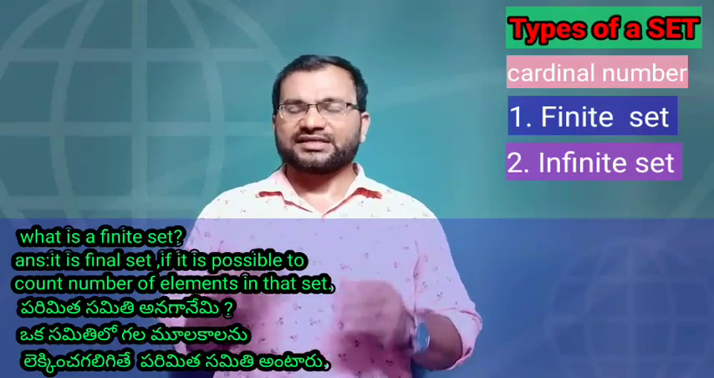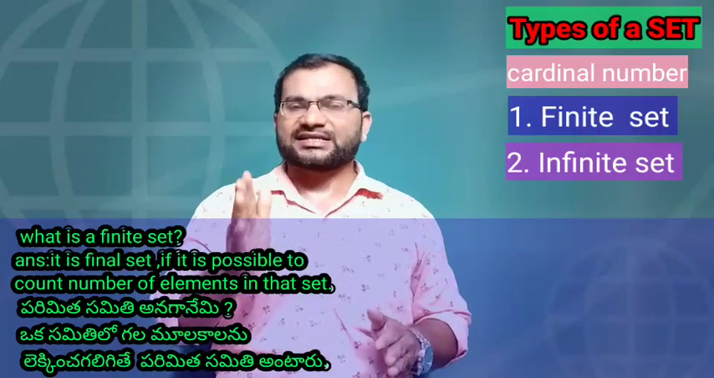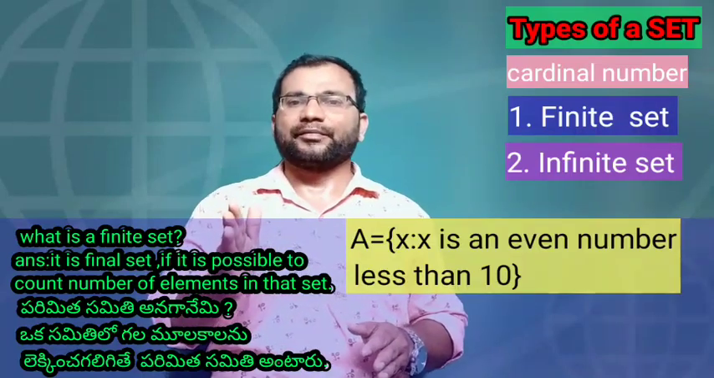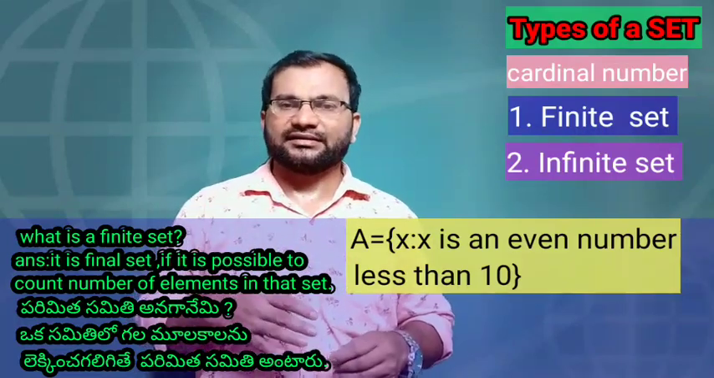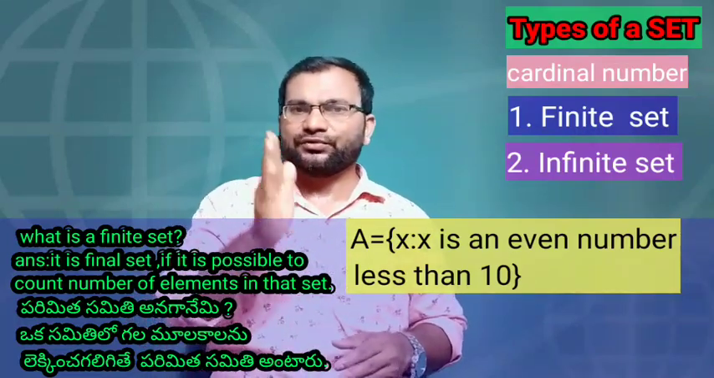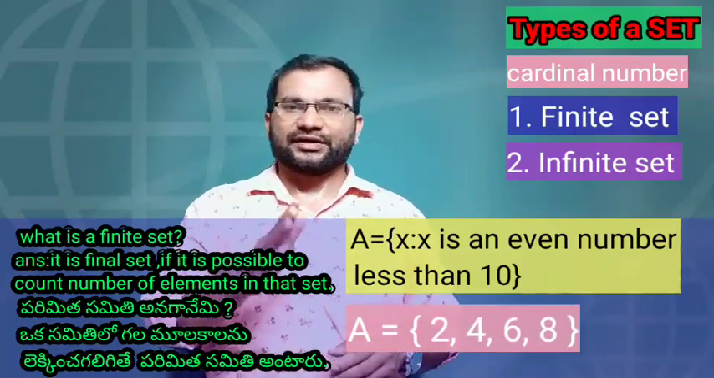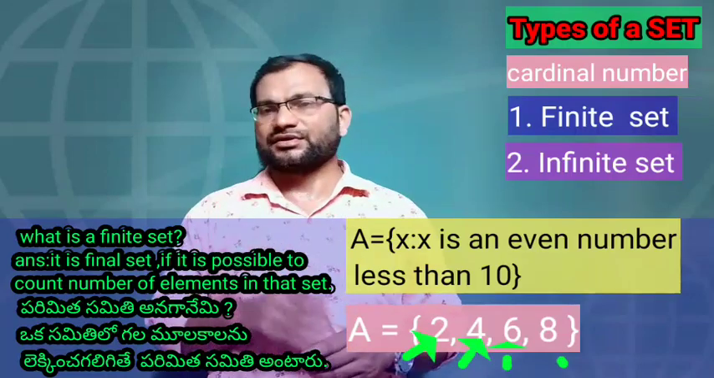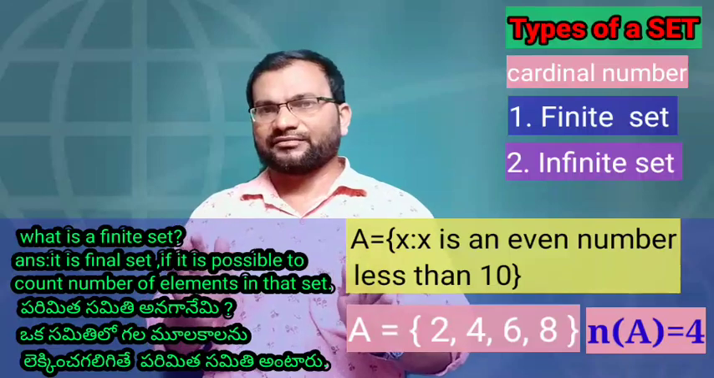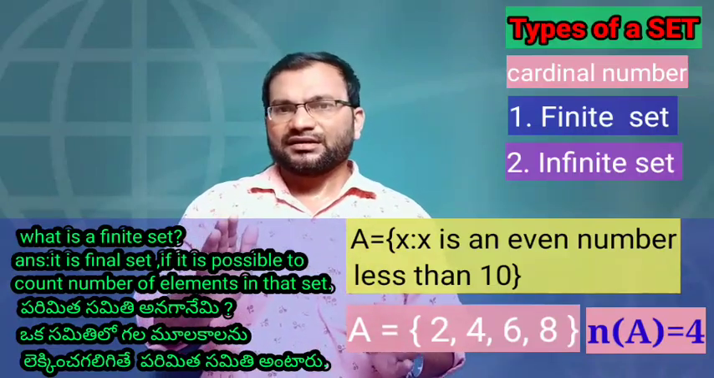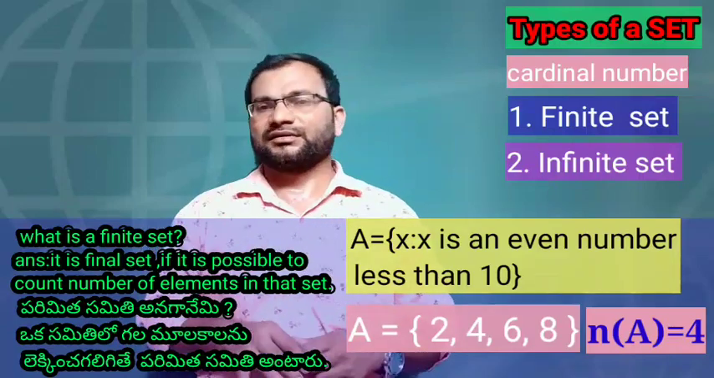Suppose my set is A = {x such that x is an even number below 10}, or less than 10. Here I get my set A = {2, 4, 6, 8}. So I can count them. I can count 1, 2, 3, 4. So here also n(A) = 4. So my set is finite because it is possible to count the number of elements in it. So here the cardinal number is 4.